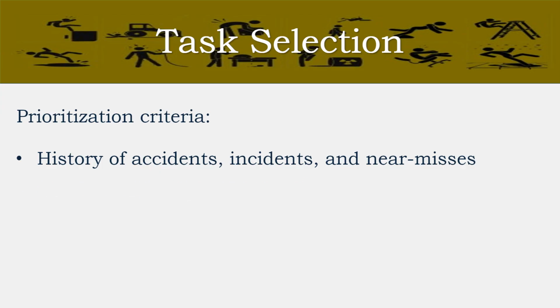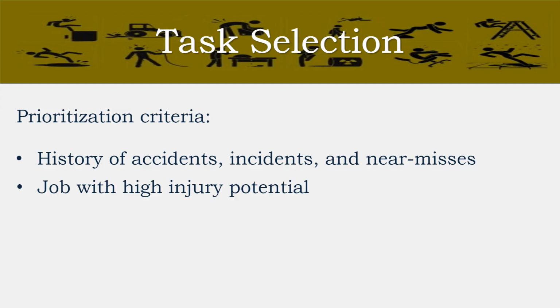Jobs with high injury potential. A job with high injury potential is one in which the inherent nature of the work exposes employees to significantly greater risks of physical harm than the average occupation. These jobs are characterized by hazardous work environments, physically demanding tasks, and dangerous equipment. The risk can be so high that some occupations have fatality rates many times higher than the national average. New or non-routine tasks.